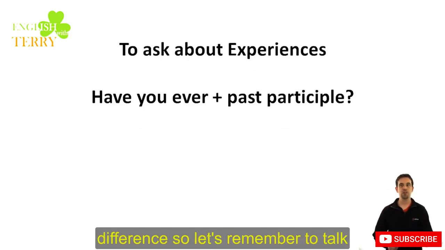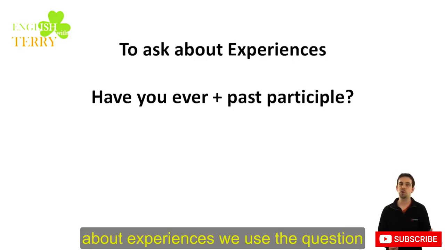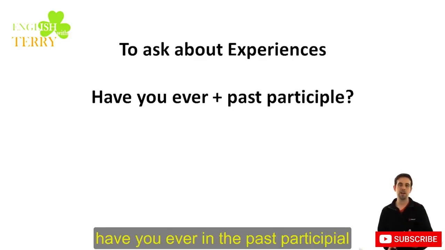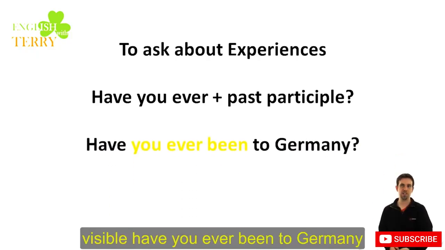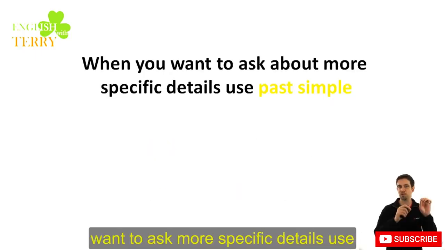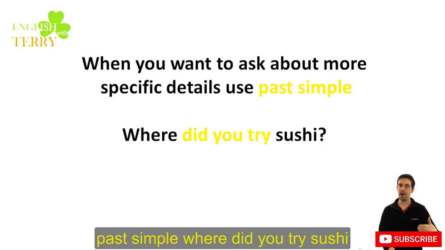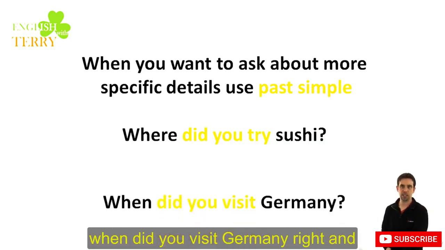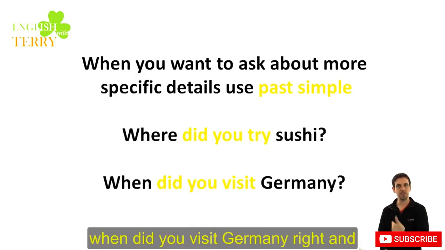So let's remember, to talk about experiences, we use the question "Have you ever" plus the past participle. For example, have you ever been to Germany? Have you ever tried sushi? When you want to ask for more specific details, use the past simple. Where did you try sushi? When did you visit Germany?